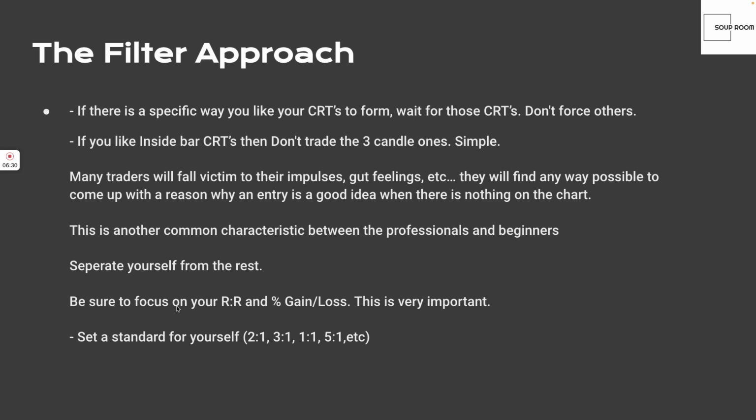Set a standard for yourself. Whether it be 2-to-1, 3-to-1, 1-to-1, 5-to-1, whatever it may be. Set a standard for yourself. If you only want to take 3-to-1 trades, 3R trades, only take 3R trades. Do not settle for a 2R trade. If a 2R trade is there, don't take it. Wait for a 3R trade to form. And if it doesn't form today, wait for tomorrow. If it doesn't form tomorrow, wait for the next day, etc., etc. Be patient.